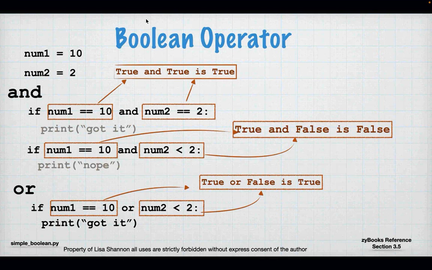If I look at or with the same if statement, the only thing I changed was and to an or, I say num1 is equivalent to 10, that's true, or num2 is less than 2. Well, num2 is not less than 2. However, because the statement with num1 is equivalent to 10 evaluated to true, and there's only an or there, the whole thing evaluates to true. So I would print got it, or actually I would print nope, my bad.